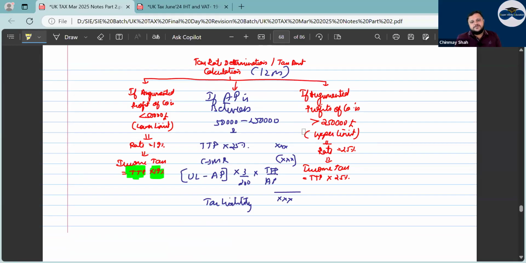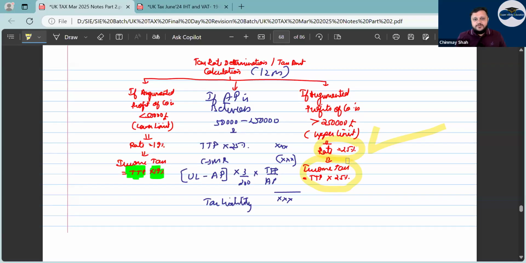And on the TTP you will calculate 19%. But if the augmented profit is more than 250,000, then directly the rate of 25% will apply, and your income tax will be TTP into 25. Augmented profit is used just to determine the rate of tax, but the rate applies on the TTP. If TTP and augmented profit are the same, then no tension. But if they are different, the rate will be decided based on augmented profit, for a 12-month period, 50,000 or 250,000, but the tax will be calculated as TTP into 25%.